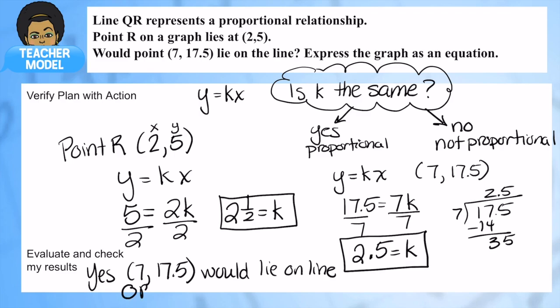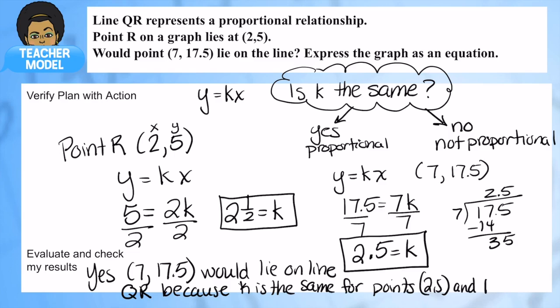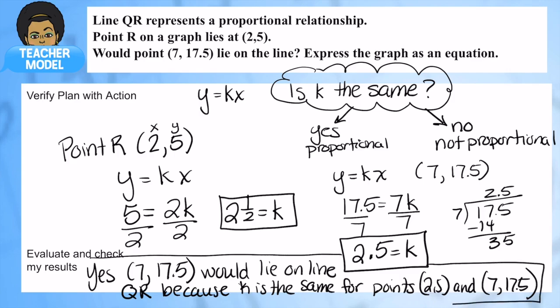I'm going to give myself some space. QR, because k is the same for points 2, 5 and let's make this a 7 and 17 and 5/10. All right, so here's our first answer. I've answered it completely. I want to make sure I just have this here. I'm kind of running out of space, but I do have a second part that I need to answer.